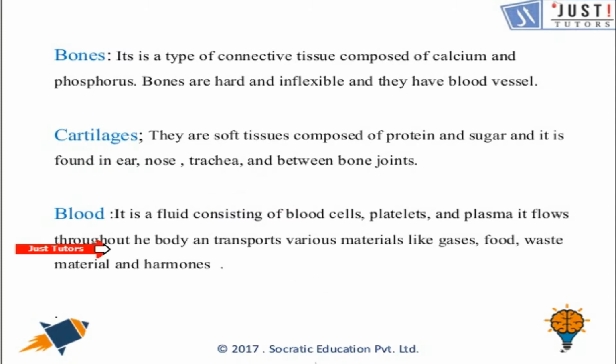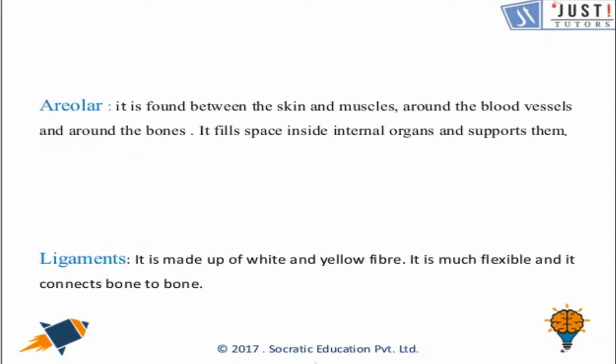The next one is blood. So blood is composed of blood cells, platelets, and plasma. It plays an important role in transportation of various substances in the body. So this was all about blood. Let's move forward, and the next one is areolar. So areolar tissue is found between skin and muscles, around blood vessels and nerves, and in bone marrow. It fills the gap between tissues and provides support, and it also helps in repair of the tissues. Let's talk about ligaments. It is made up of white and yellow fibers, and it is very flexible, and it connects bone to bone.